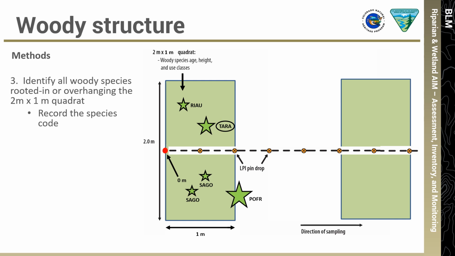Step 3 is to identify all woody species rooted in or overhanging the 2 meter by 1 meter quadrat. Record information about each species separately. Since there may be multiple woody species rooted in or overhanging the quadrat, there may be multiple lines on the datasheet for each location. For each species, record in the species column the USDA plants species code or an unknown code if the species name is unknown.